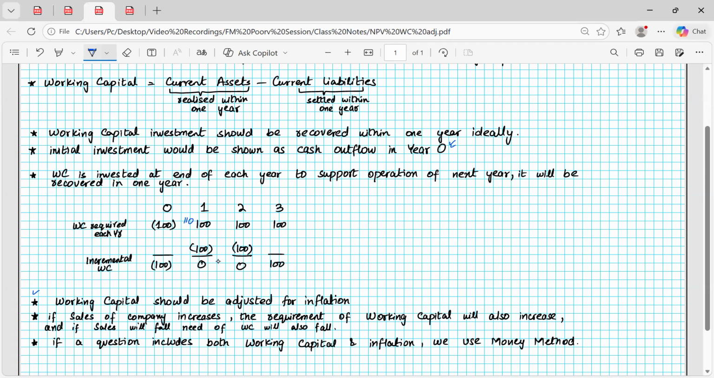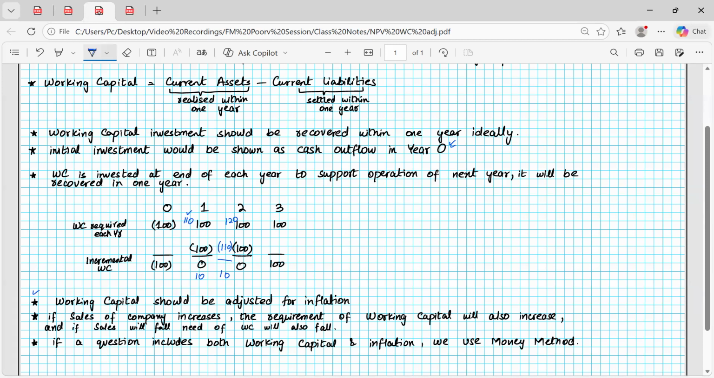Now, from the last year, Purav, how much will you recover? 100, right? And for this year, you need to spend 110. So your incremental working capital would be $10. 110 minus 100, $10. So it means you need to spend 10 extra. Incremental means the additional that you need to spend. Okay. Got my point? Similarly, Preeti, if the year two working capital requirement is $120, how much will you get from year one? 110 that you spent. So the additional amount that you need to spend will be $10. Got it?